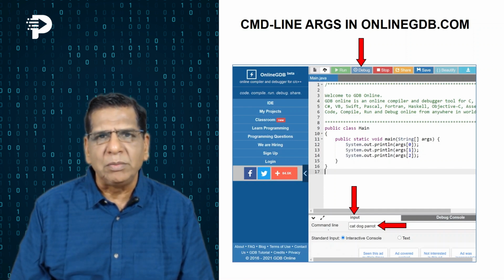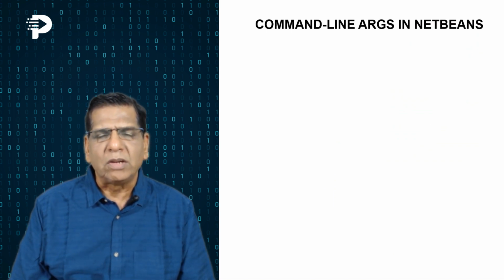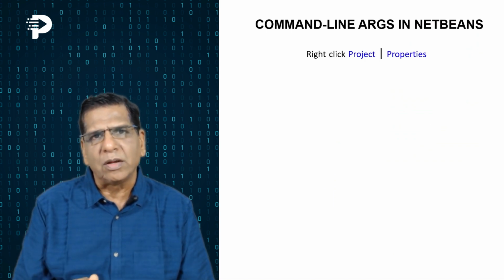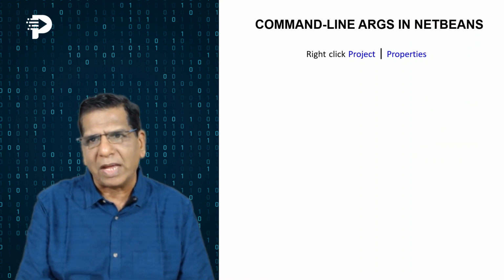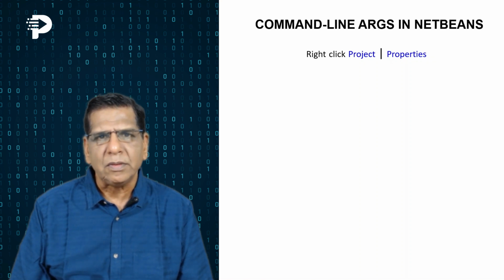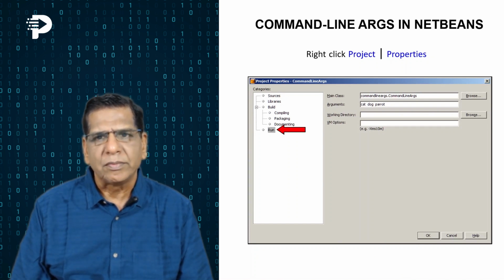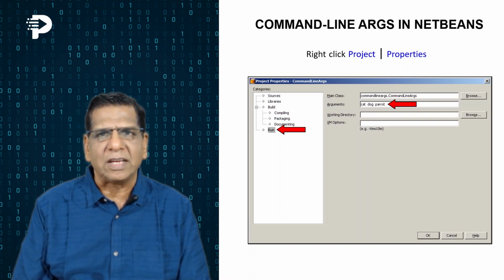Instead of online GDB, if you are making use of maybe an IDE like NetBeans, then you are required to first right click on the project name that you get in the left tab, and from the menu that pops up, select properties. Once you select properties, you will see such a dialog. From here, select run option and then give the arguments as cat, dog and parrot. So that's the way to provide command line arguments if you are using NetBeans as IDE.